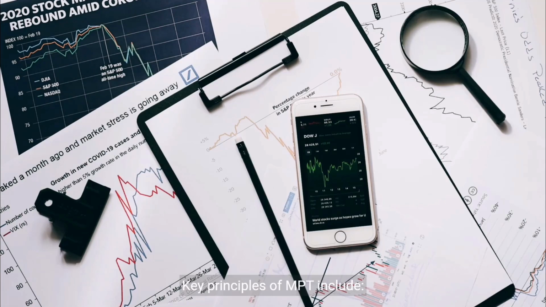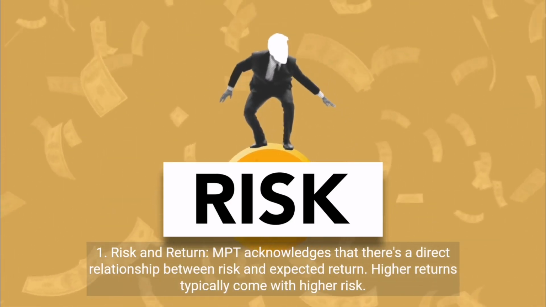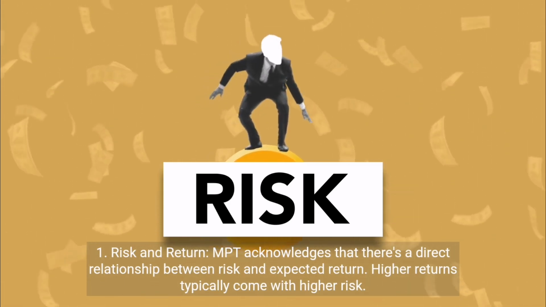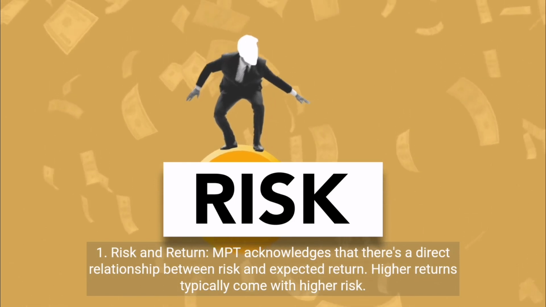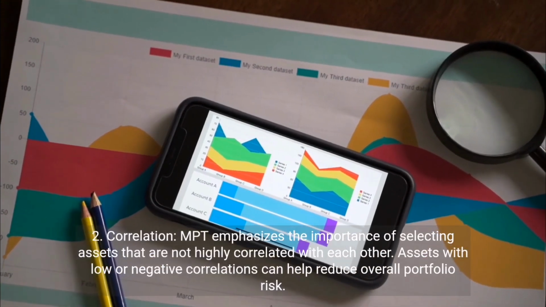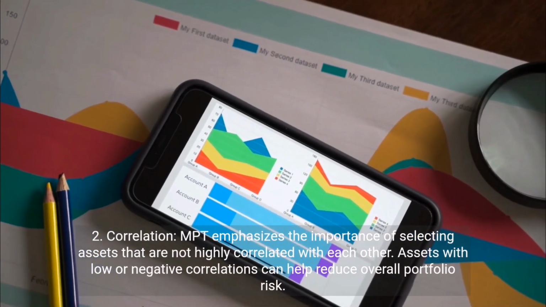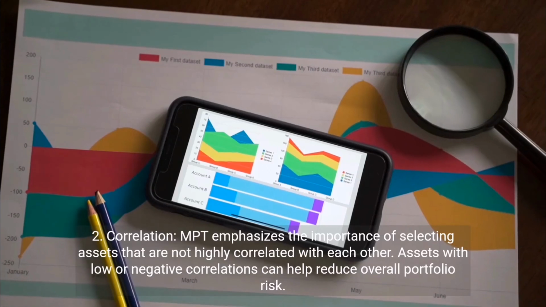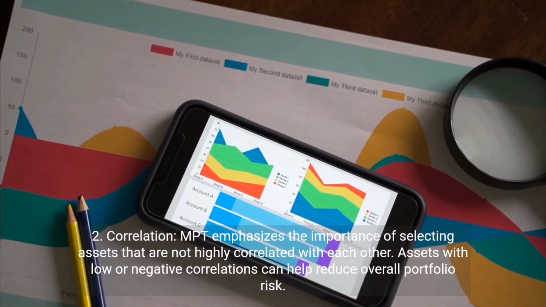Key principles of MPT include: 1. Risk and return. MPT acknowledges that there's a direct relationship between risk and expected return. Higher returns typically come with higher risk. 2. Correlation. MPT emphasizes the importance of selecting assets that are not highly correlated with each other. Assets with low or negative correlations can help reduce overall portfolio risk.